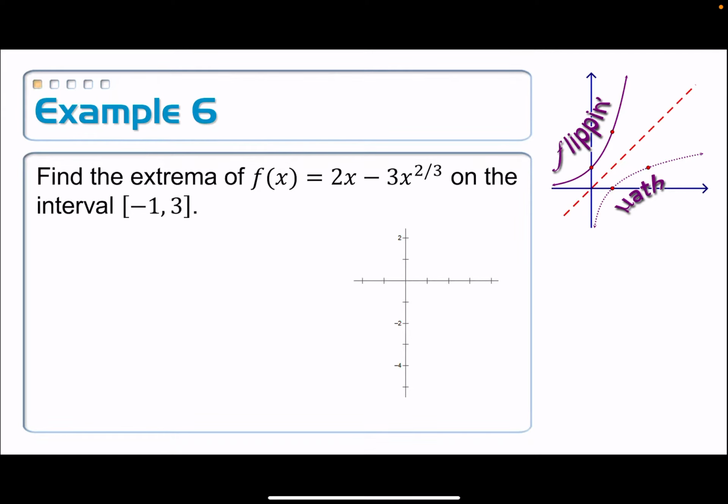Let's try another one. For example 6, find the extrema of f of x equals 2x minus 3x to the 2/3 on the closed interval from -1 to 3. When it says to find the extrema, we're talking about the absolute min and max values of our particular graph.